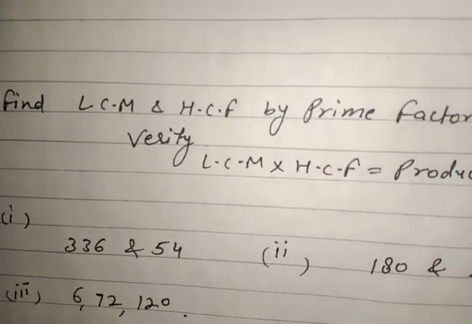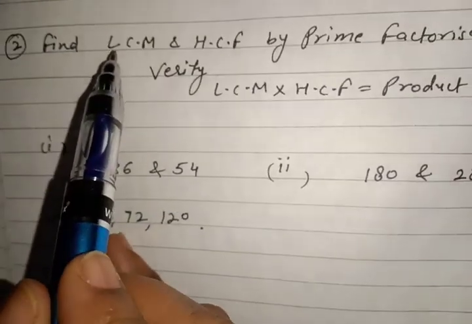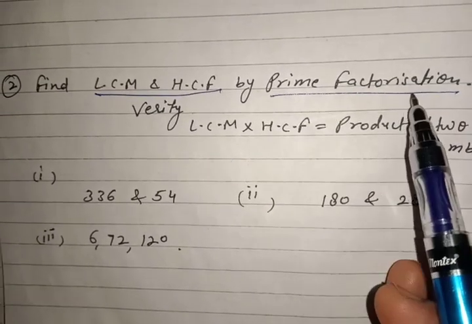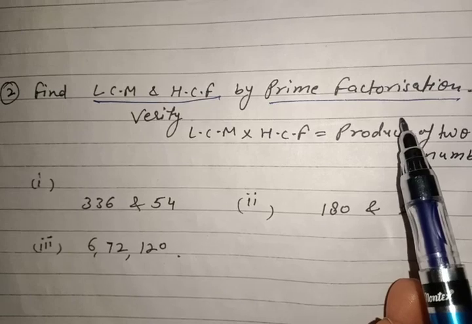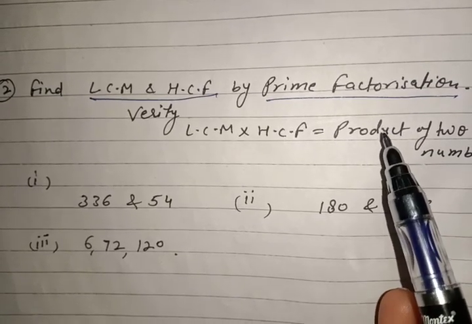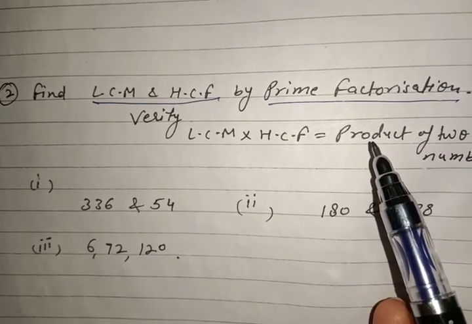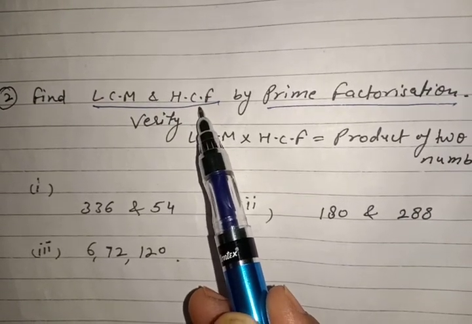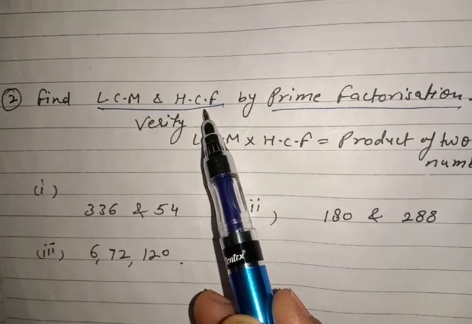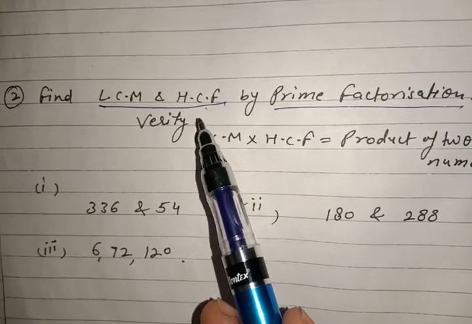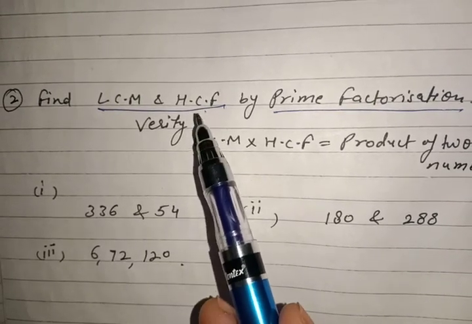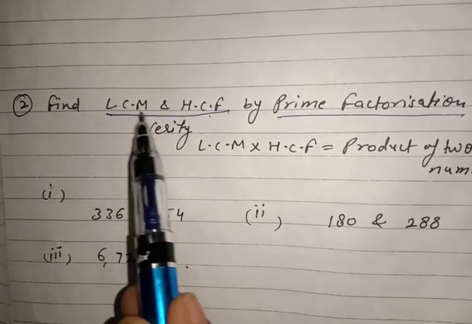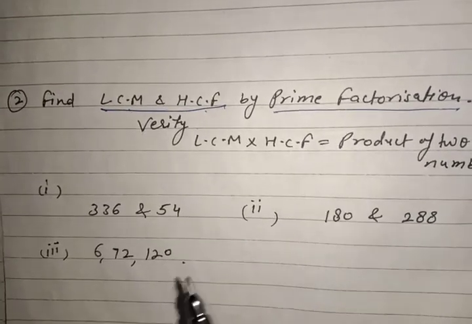Now, the second question that we will start is find LCM and HCF by the prime factorization method. It is not written in the question, but I have written it because I want to explain the concept. In the first exercise, we found HCF by Euclid's division lemma, and we know how to do that. Now there is one other method in your syllabus, find HCF by the prime factorization method, and this is new for you, and LCM by prime factorization.